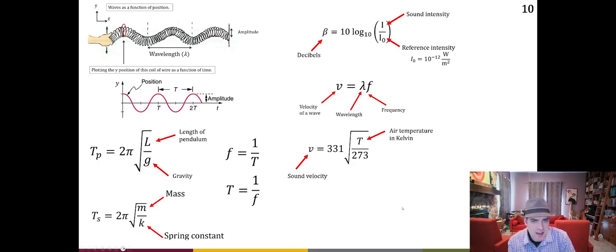Here's a summary slide for this highlight video with the equations and some of the graphs. Take a look at this. Let's get started.